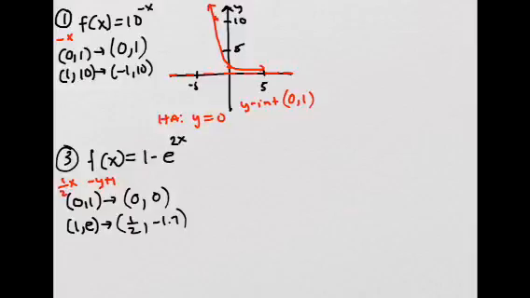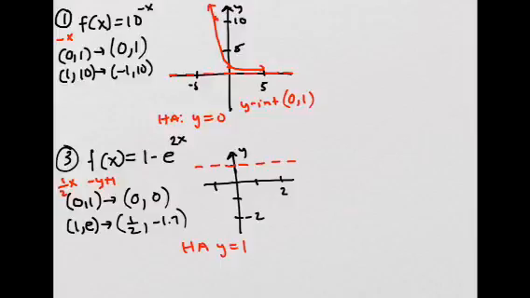So now we're going to graph this. The horizontal asymptote, because k is +1, went up here to y equals 1. And then we have (0, 0) and (1/2, -1.7), so that's about here. So you connect the points, and there's your exponential function. It has the intercept, you could call it the x-intercept or the y-intercept, but it's at (0, 0).